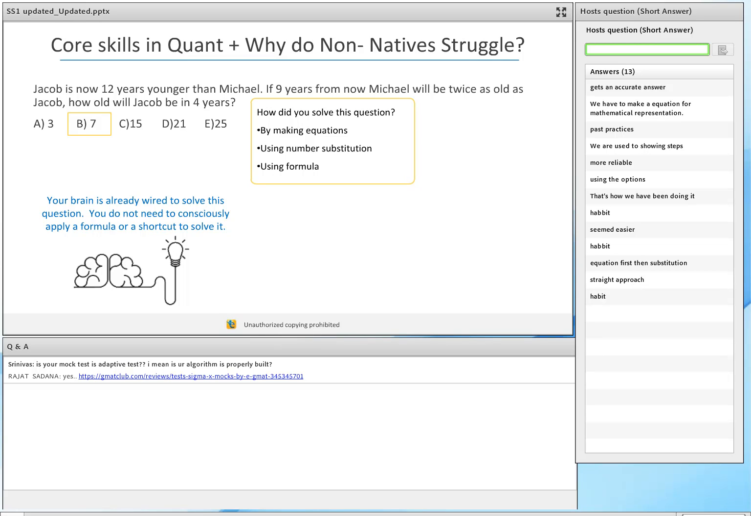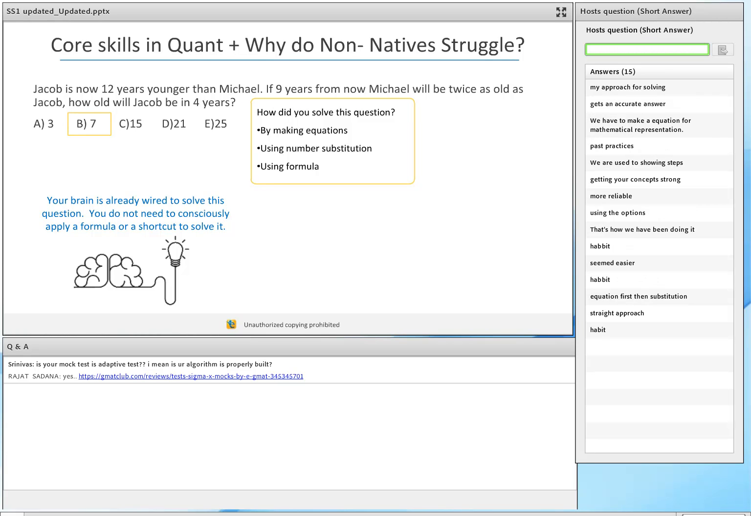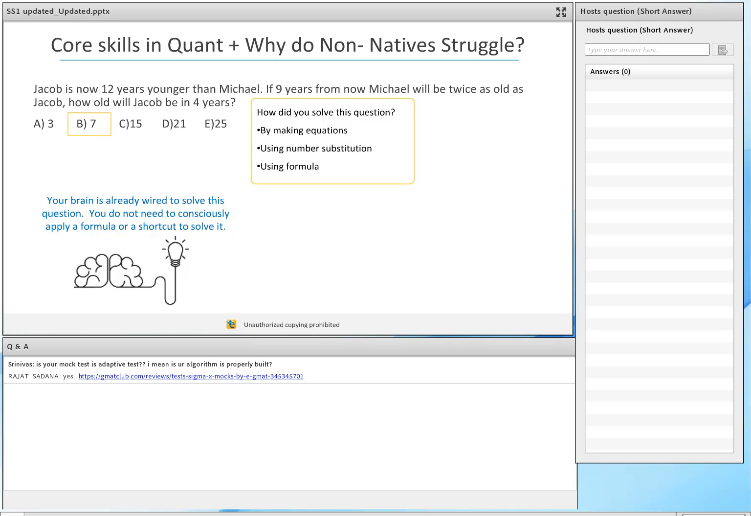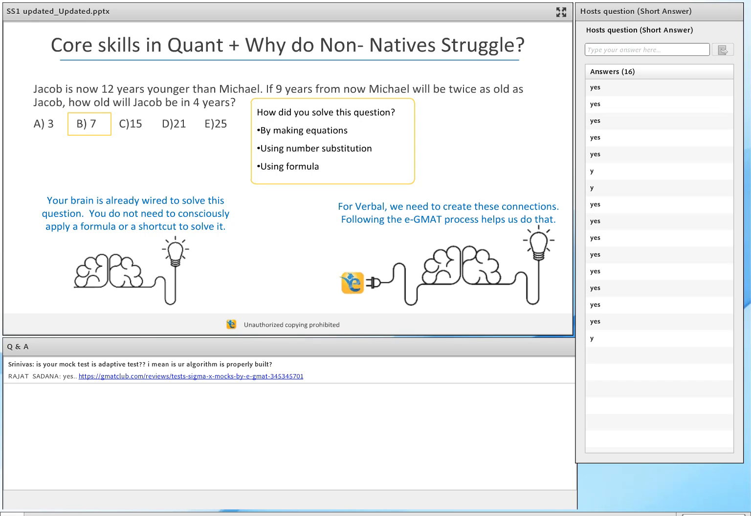And the moment I see that Jacob's now 12 years younger than Michelle, an equation starts to form in my brain: M is equal to J plus 12. Does that happen for you? The moment you see this, it just happens automatically in our brain. Our brain's wired to do this. But our brain similarly is not wired to answer these verbal questions. Now, what is this wiring that we talk about? This wiring is what we call the core skills that we need for GMAT Quant.